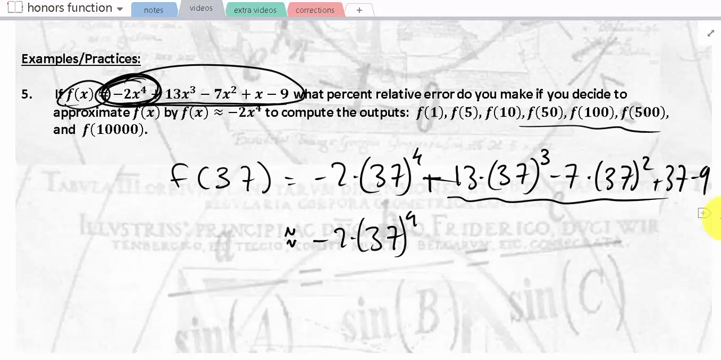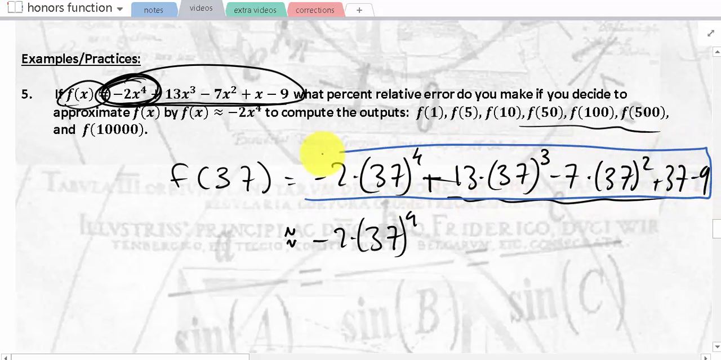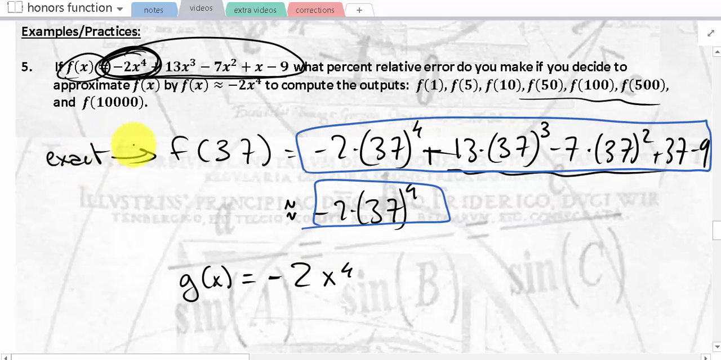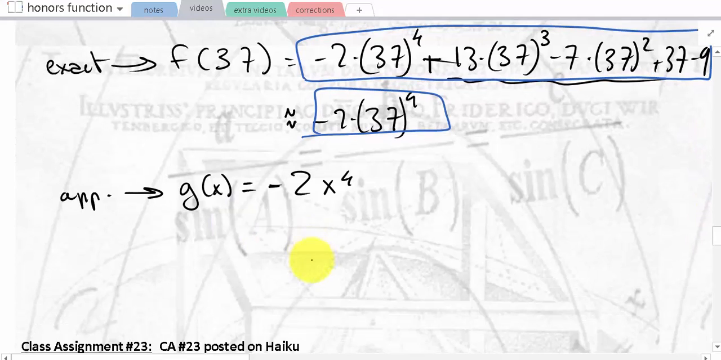Okay. All right. So this, of course, is the exact value, right? While this is the approximated value. So let's call this function g of x. Let's call g of x equals negative 2x to the 4th. So that's the approximation right here. The exact is f of x, right? The approximative function is g. So here is what I want to do basically. I want to do exact value, so f of 37, minus approximate value, g of 37, right?